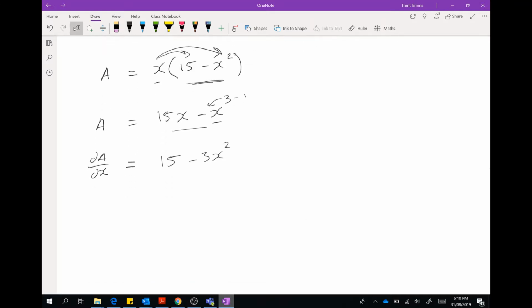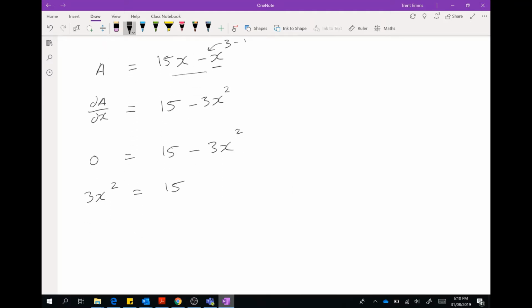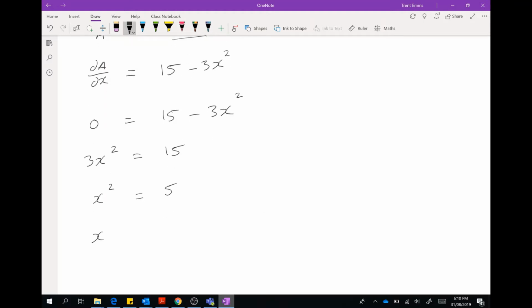We're going to set the derivative to 0 to find what x value will give us a maximum area. Add 3x squared to both sides. Divide both sides by 3, because 15 divided by 3 means x squared is 5. So x must equal plus or minus the square root of 5. And again, because we're dealing with a length here, the negative answer is invalid, so it's just the positive square root of 5.